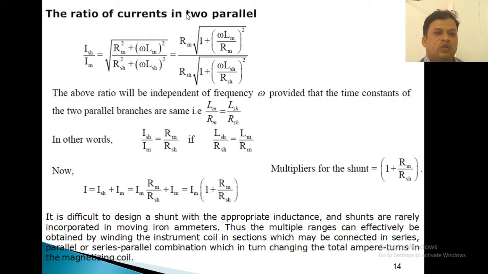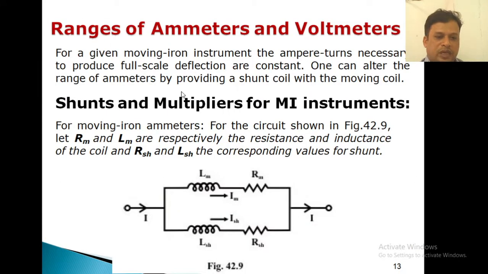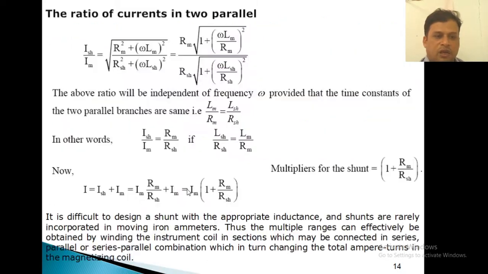If you take the ratio of currents in the two parallel branches, ISH by IM, that is equal to square root of Rm squared plus (omega Lm) squared, divided by square root of RSH squared plus (omega LSH) squared. If you take out Rm and RSH as common, it is square root of 1 plus (omega Lm by Rm) whole squared, divided by RSH into square root of 1 plus (omega LSH by RSH) whole squared. Taking these into consideration, the above ratio ISH by IM is independent of frequency if Lm by Rm is equal to LSH by RSH.